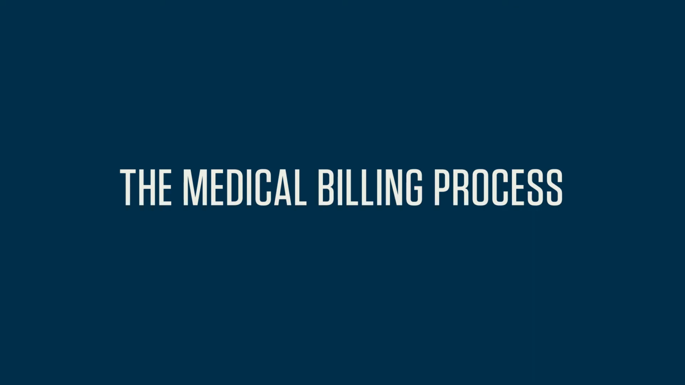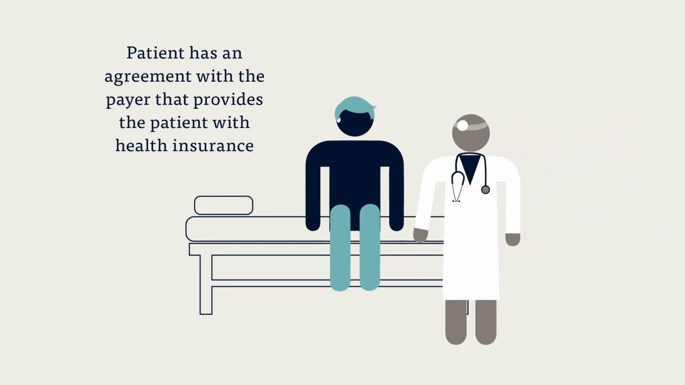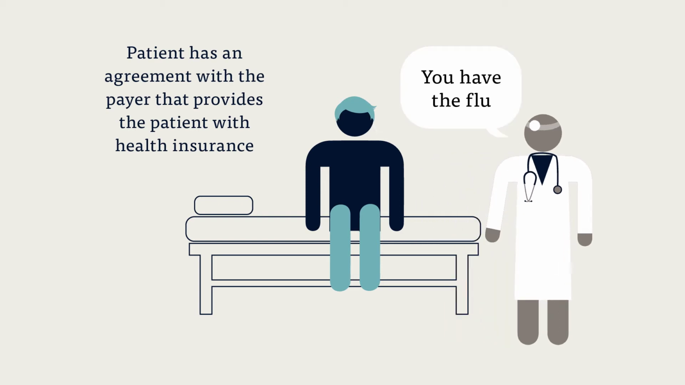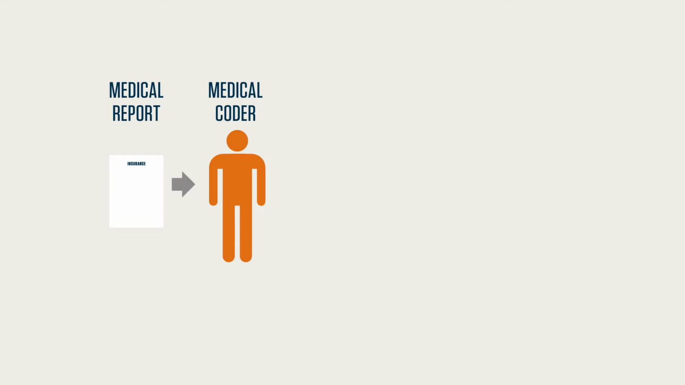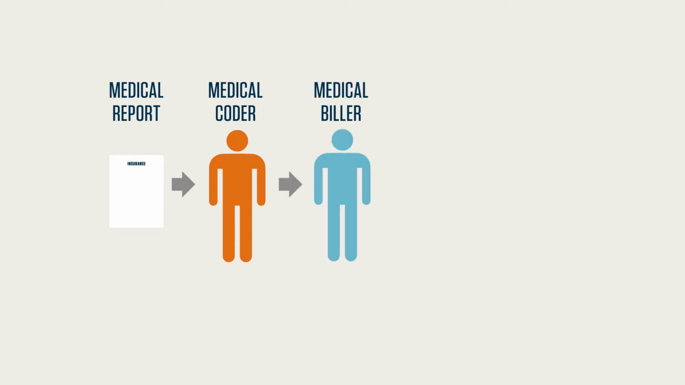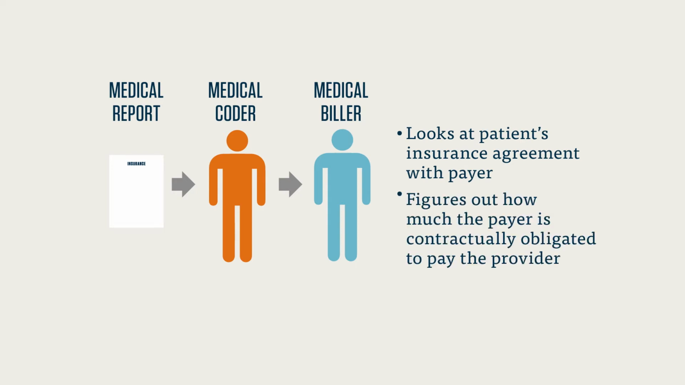The medical billing process. Let's look at this another way. The patient has an agreement with the payer. Let's say it's a health maintenance organization, or HMO, that provides that patient or subscriber with health insurance. That patient comes down with the flu and goes to see the doctor, the provider. The provider diagnoses the flu in the patient and prescribes some medication. The provider has now provided medical services to the patient and needs to be reimbursed. The provider's office generates a medical report, which is then coded by the medical coder and transferred to the biller. The biller looks at the patient's insurance agreement with the payer, the patient's HMO, and figures out how much the payer is contractually obligated to pay the provider.